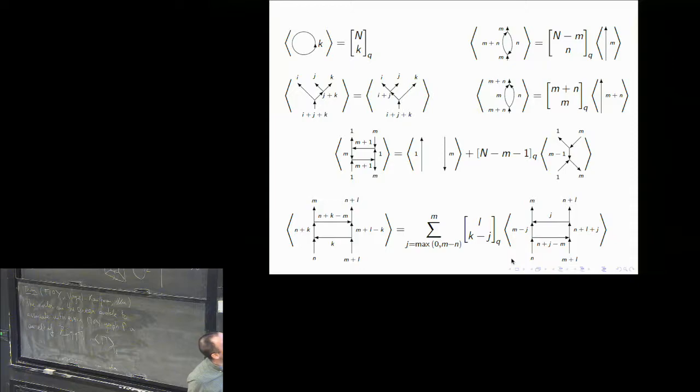And so maybe I should explain this a little bit. So these bracket numbers here, they are like quantum binomials. So if you don't know what a quantum binomial is, it's like a binomial, but you have to q-deform a little bit your intuition. So that's it. And okay, I want to call this set of rules the Moy calculus. Moy. Okay. All right.